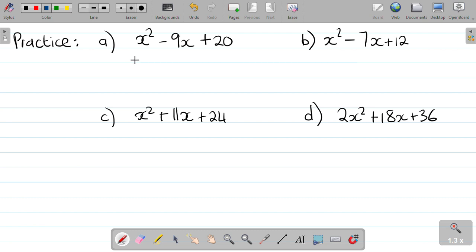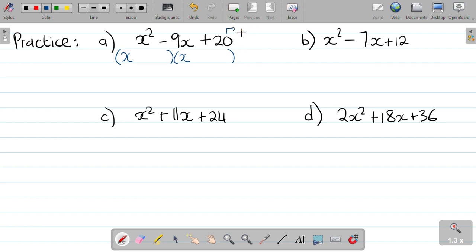So let's look at letter A. Right, so it's a trinomial. There's no highest common factor. So we open up two brackets, as I said. We're going to write x, x. Then step number 2, we list the factors of 20. What's the factors of 20?